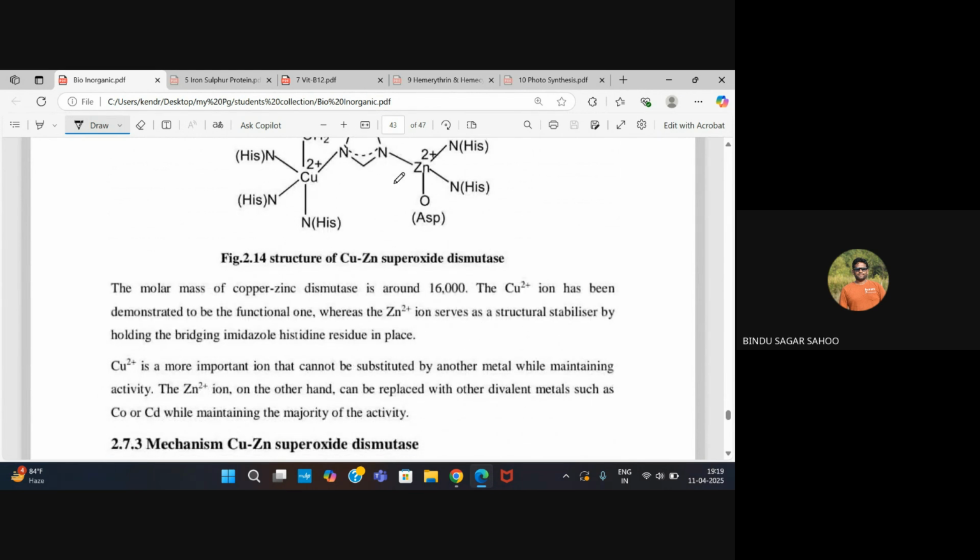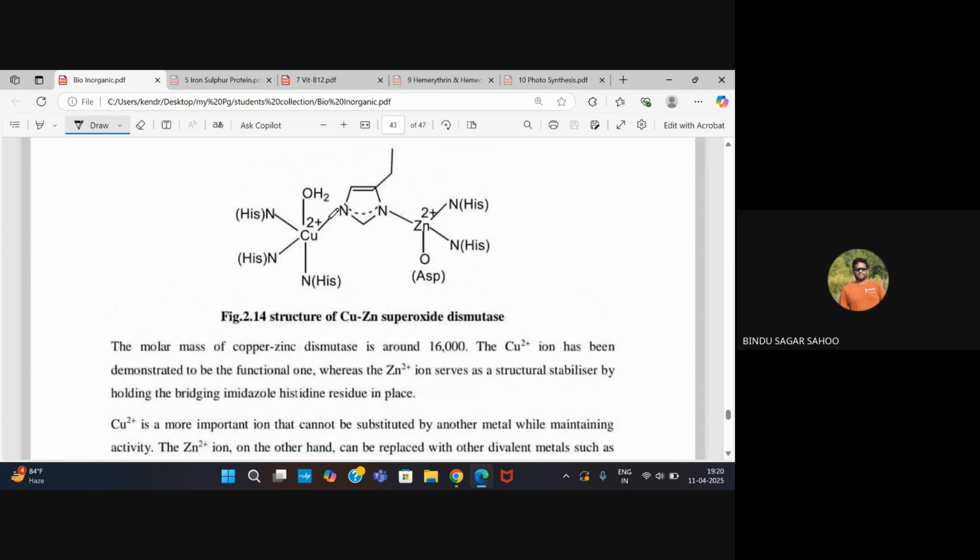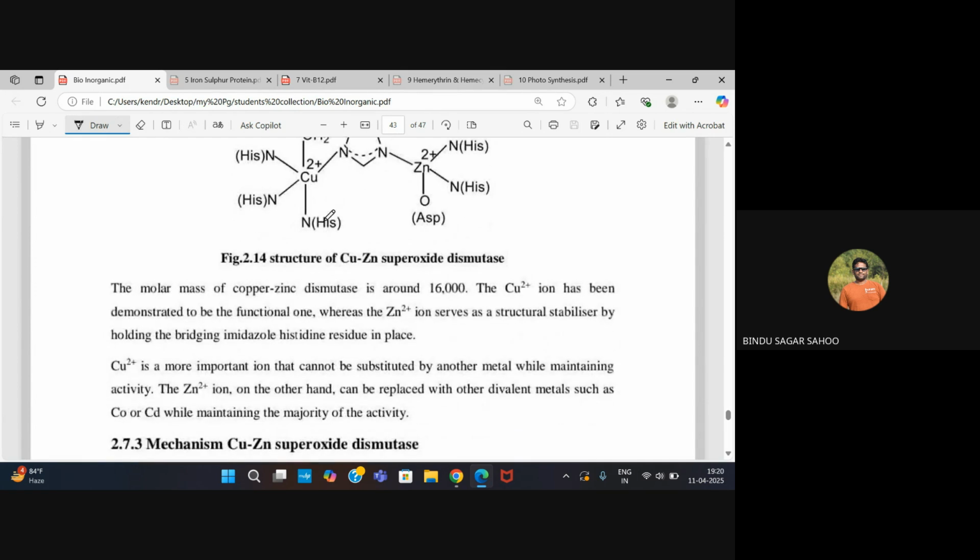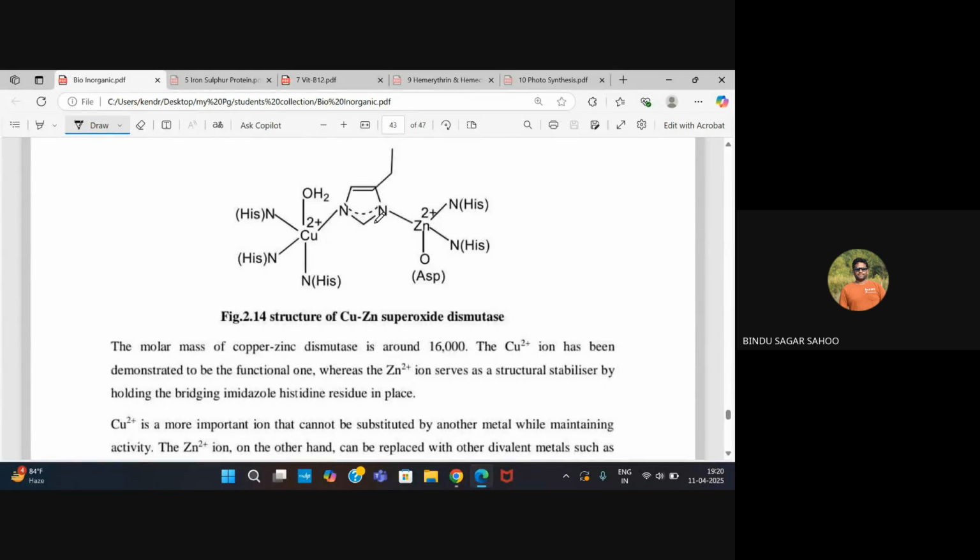Out of these two metal atoms, copper and zinc, which one is more important? Particularly, copper is more important. The zinc ion here only provides stability to the enzyme, but copper 2 plus has great activity. It particularly participates in the reaction. So if someone asks in an examination which one is more important, it is the copper ion, because the zinc ion simply serves as a structural stabilizer by holding the bridging imidazole.